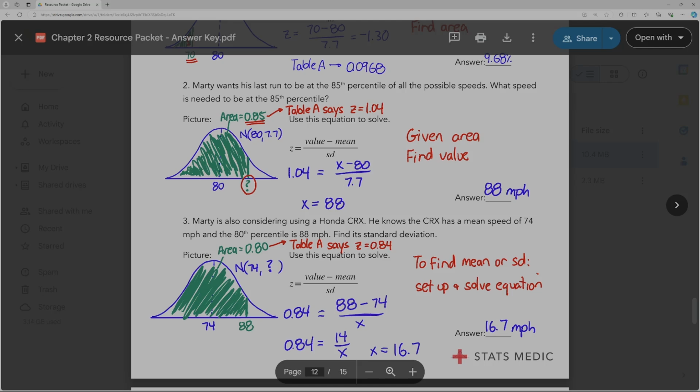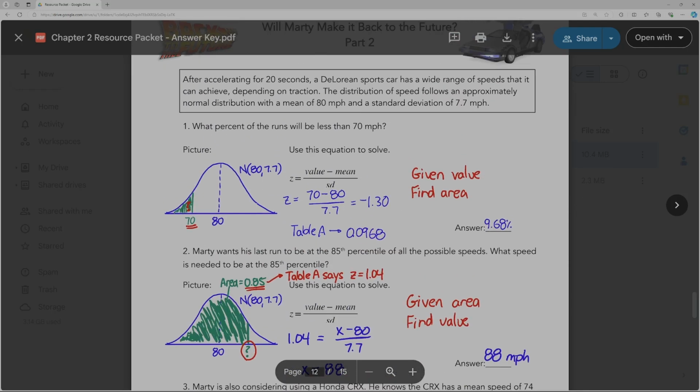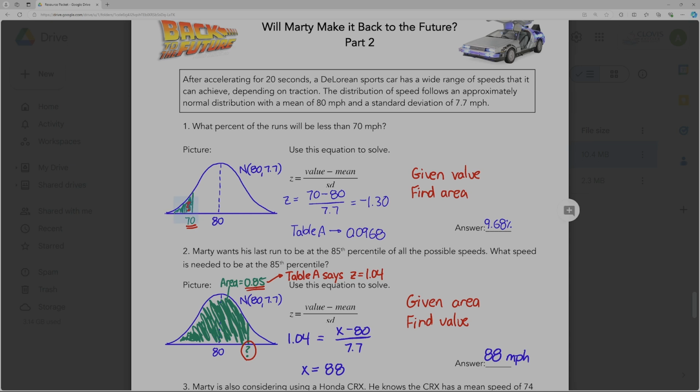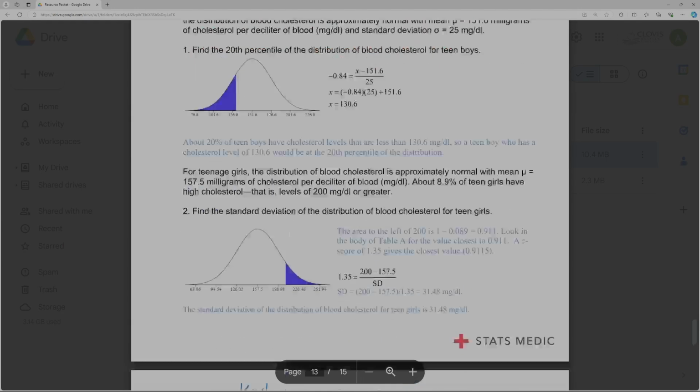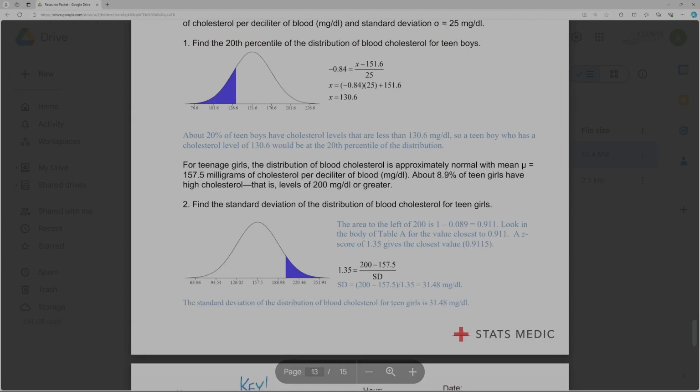Also remember, take into consideration that table A only does area to the left. So if table A only does area to the left, you got to be really careful for these words. So, for example, when you run into problems like this, which says 8.9% of teen girls have high cholesterol that is levels of 200 milligrams or greater. So because it says or greater, that means this shaded area is the 8.9%.